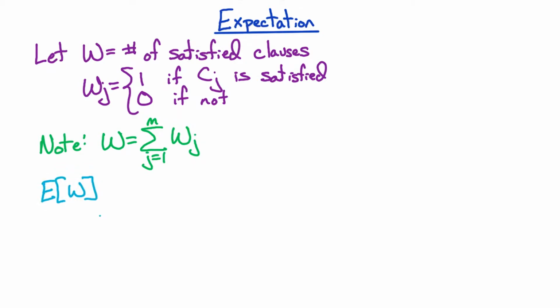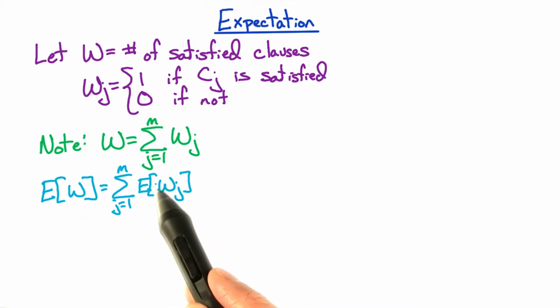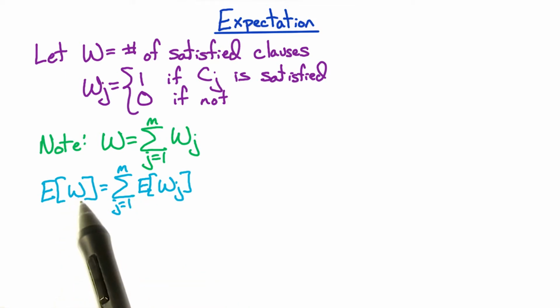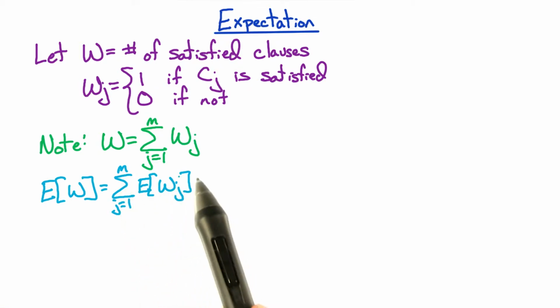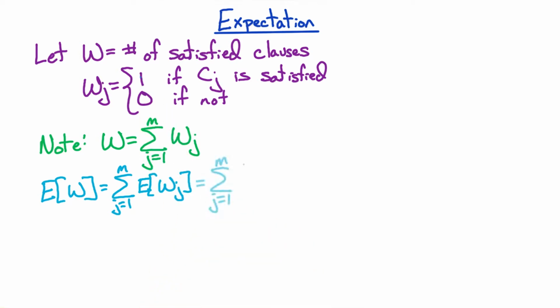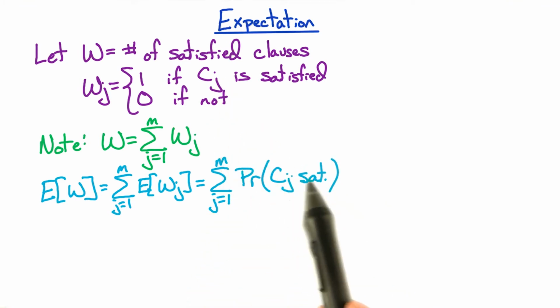Now we can analyze the expectation of capital W, the expected number of satisfied clauses, in a manner similar to what we did earlier in the lecture. So we can use this identity to re-express the expectation of W as the expectation of this sum. And then we can apply linearity of expectation and take the sum from inside the expectation to outside. So we get that the expectation of W equals the sum over j from 1 to m of the expectation of wj. Now the expectation of wj is quite simple because it's a 0-1 random variable. So the expectation of wj in this case is just the probability that this clause cj is satisfied.